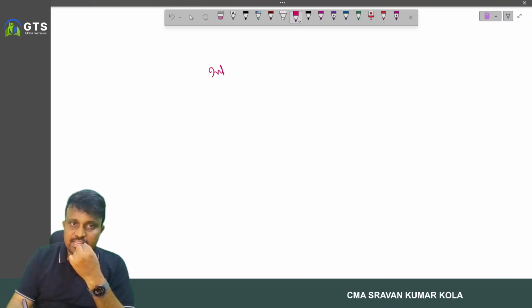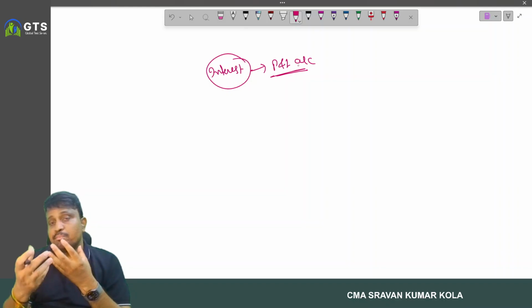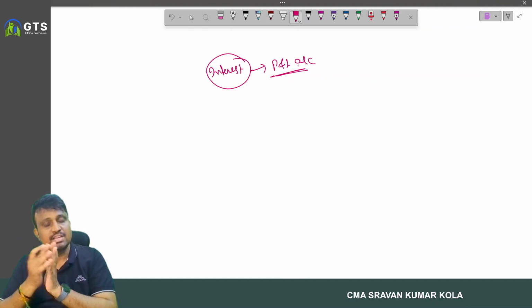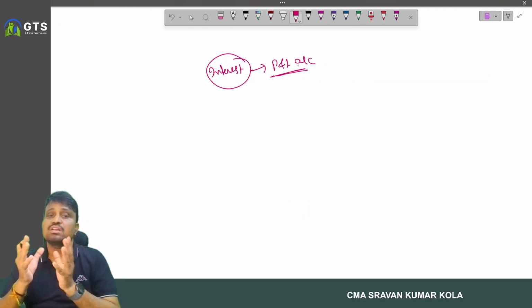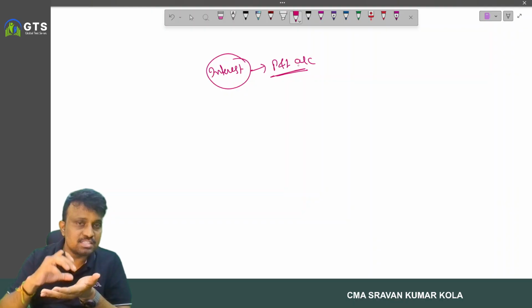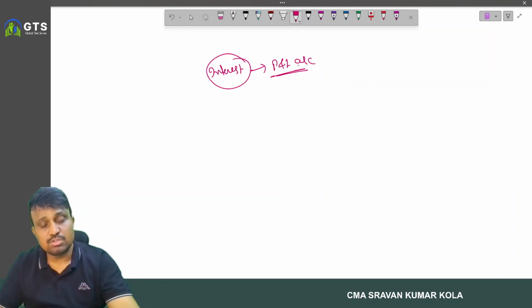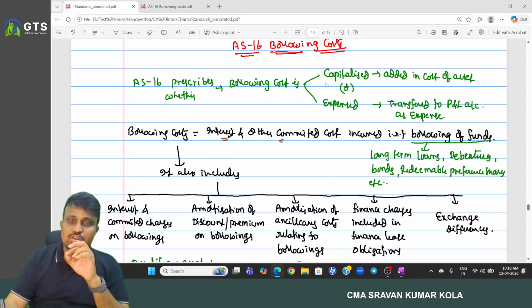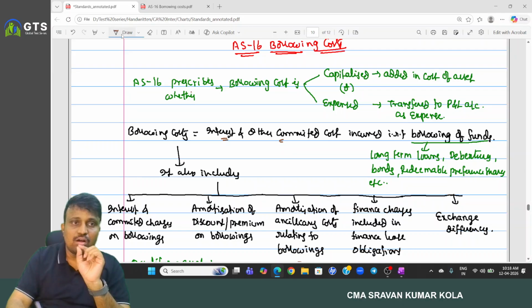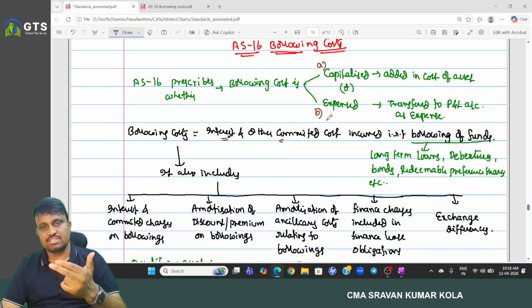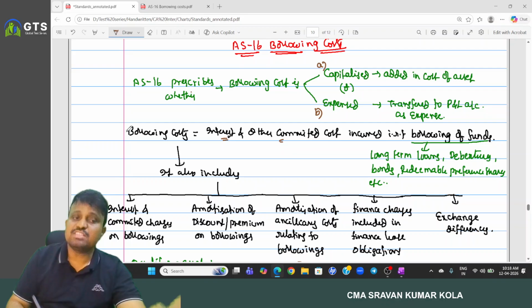Normally, any interest incurred will be transferred to the profit and loss account. But if the borrowing is used for the purchase of a fixed asset or some current assets like inventory, etc., and those are covered under the definition stated in the standard, then that interest part is also included in the cost of the asset. So that is the main objective: the borrowing cost is required to be capitalized or expensed. Capitalized means it will be added to the cost of the asset, and expensed means we transfer it to the profit and loss account.